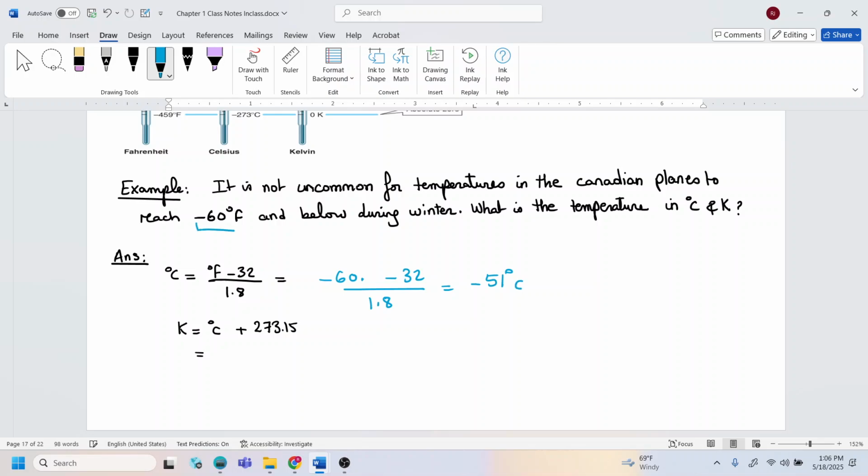So you're given over here minus 60 Fahrenheit. You want to change it into a Celsius in there. Minus 60 is one significant figure, so your answer has to be one significant figure, so that is going to be minus 50 Celsius.